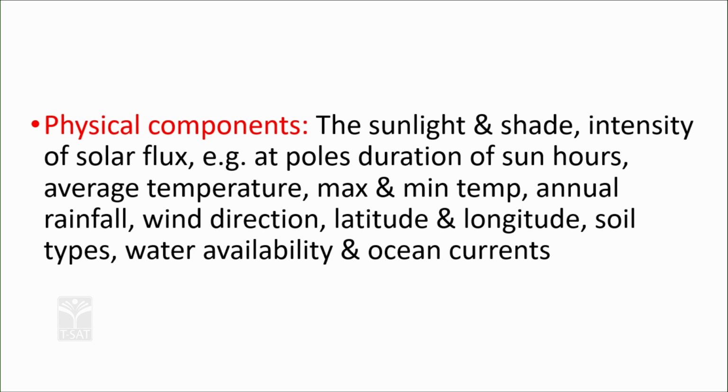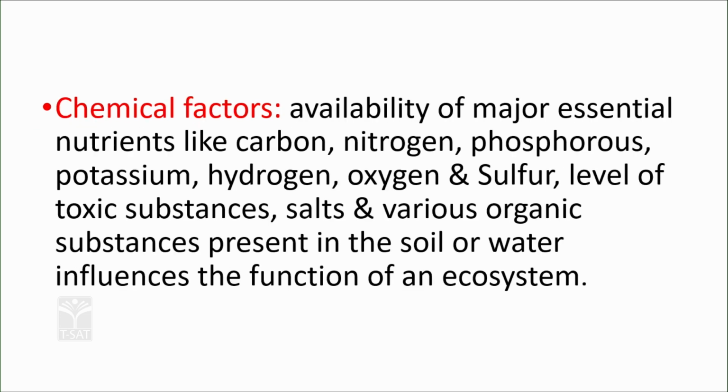The temperature, wind direction, latitude, longitude, soil types, water availability and ocean currents. These are all different examples of physical components of an ecosystem. The different chemical components of an ecosystem which influence the trophic levels are carbon, nitrogen, phosphorus, potassium, hydrogen, oxygen, sulfur, toxic substances, salts, various organic substances, soil, water. These can all be given as examples of chemical factors of an ecosystem.